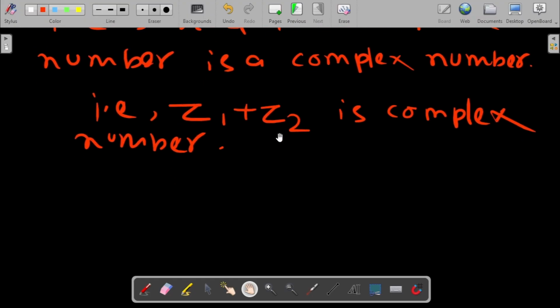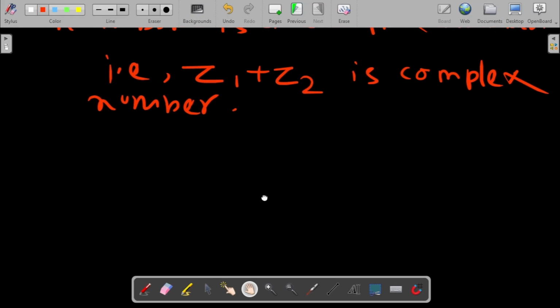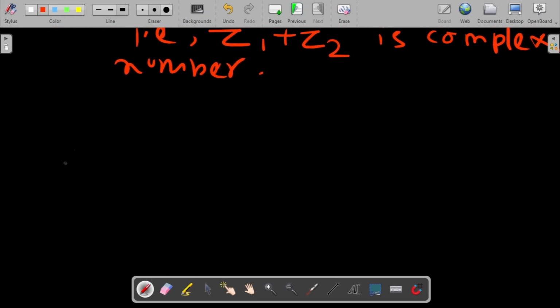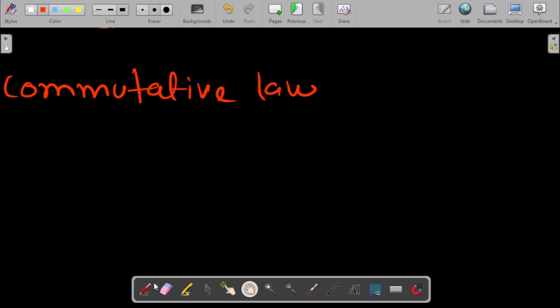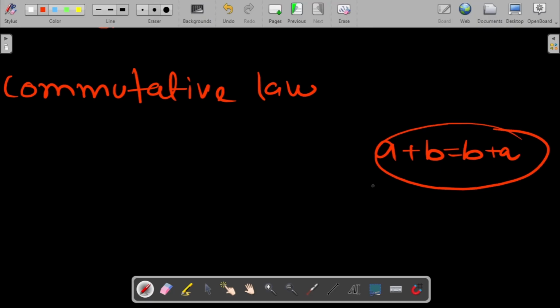Next, the commutative law for any two complex numbers. The second property is the commutative law. We will check if a plus b equals b plus a for any complex numbers, then we say that complex numbers are commutative in addition.